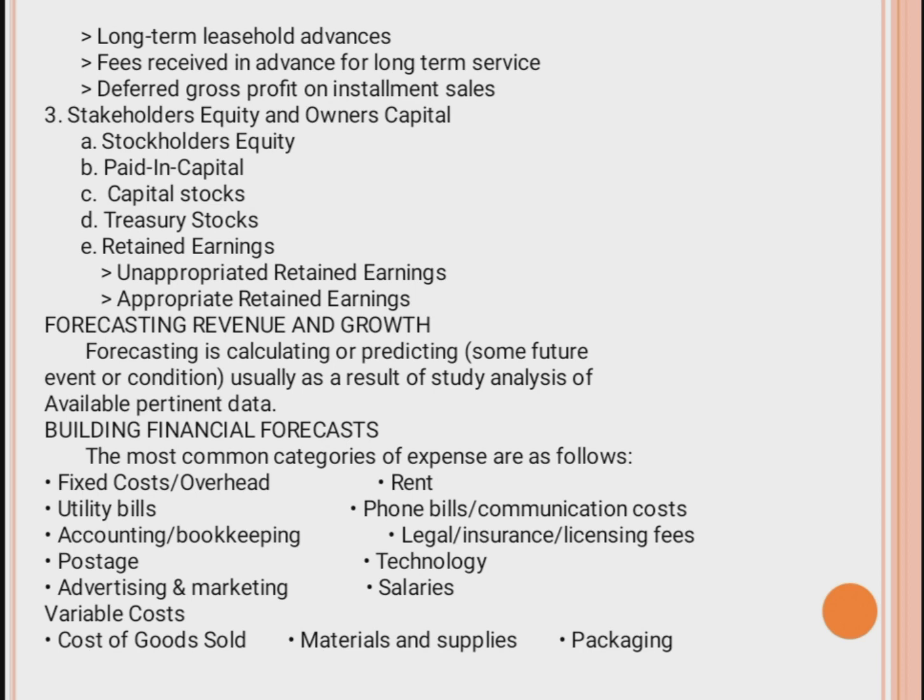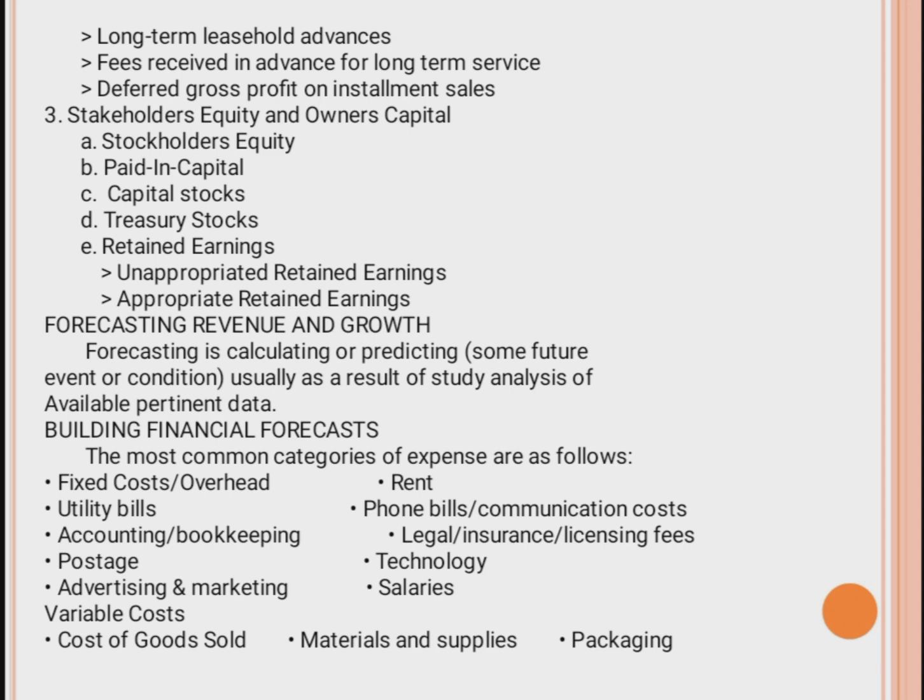Next, long-term leasehold advances. Next, payments received in advance for long-term service. Next, deferred gross profit on installment sales. Number 3, stockholders' equity and owner's capital. A, stockholders' equity. B, paid-in capital. C, capital stocks. D, treasury stocks. E, retained earnings and appropriated retained earnings. Next, appropriated retained earnings.